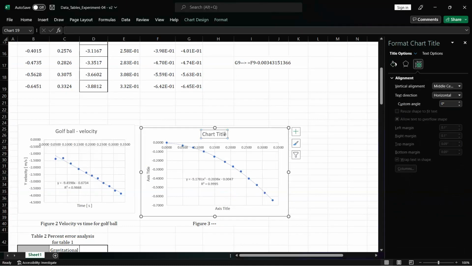Then axis title, chart title, you can write like maybe golf ball displacement, and then x axis again. Time, and y axis. Yes, y displacement, unit meters.